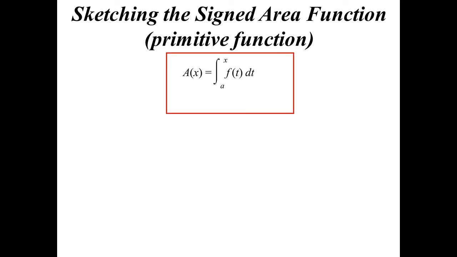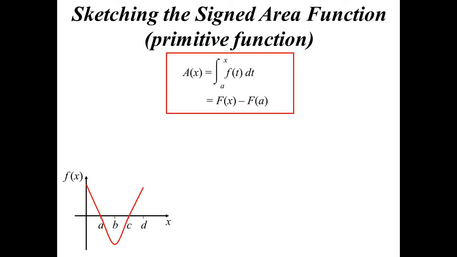Pay attention to this one closely. Sketching what they call the signed area function. Really fancy for just saying we're going to draw the primitive function, okay? But the signed area function. So remember, our area function ends up being the integral from a to x of function t dt, which we know is going to be the primitive of function x minus the primitive of function a.